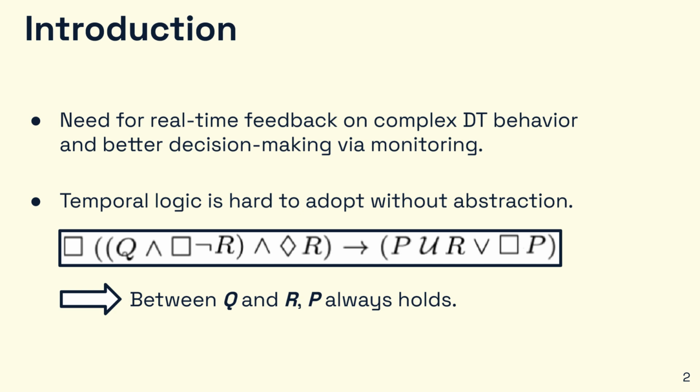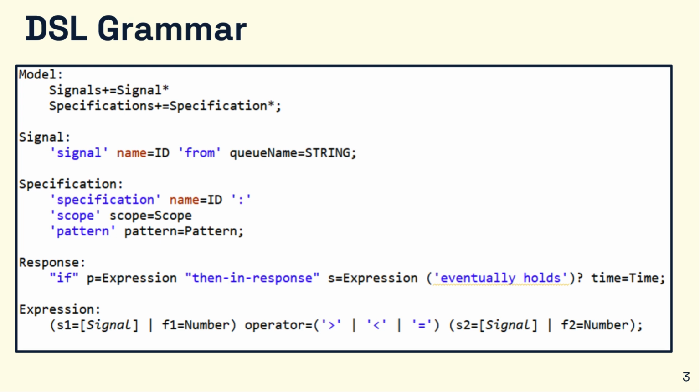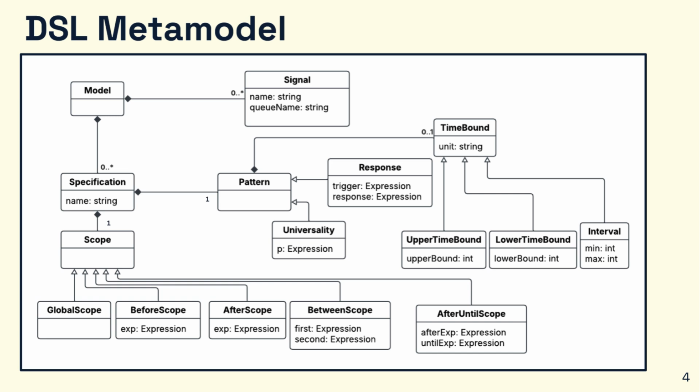to express. To solve this problem, we used Xtext to create a domain-specific language for writing specifications, based on property specification patterns. The snippet of the grammar's definition shows how the response pattern is modeled. Here's a simplified view of the meta-model of our DSL. Specifications are defined by a combination of scope and pattern.